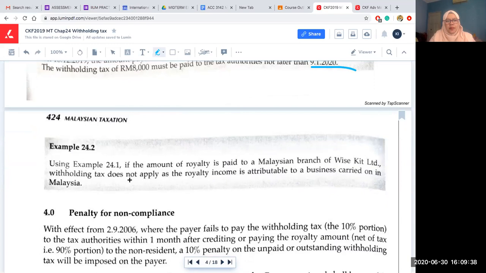As the royalty income is attributable to a business carried on in it, using 24.1. If the royalty is paid to a Malaysian branch of YSK Limited, it means YSK Limited has a branch in Malaysia and the payment is made to the Malaysian branch, which is a resident. Because of that, you don't have to withhold tax, because you are not paying a non-resident company but a Malaysian branch.